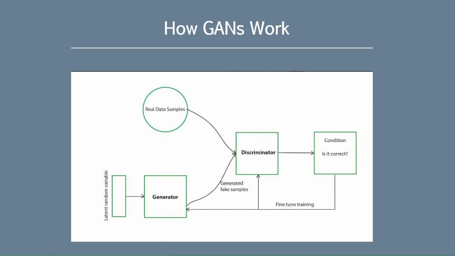Then our discriminator takes two things as input: real data samples, which are from the training datasets, and the generated fake samples, which are produced by the generator. Then the discriminator produces an output as a probabilistic score between 0 and 1. 0 indicates fake and 1 indicates real.